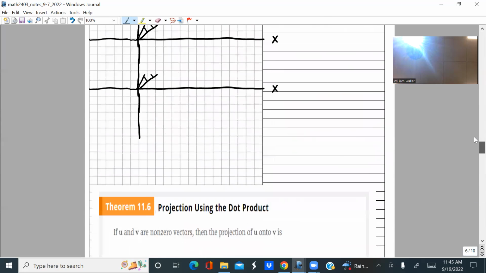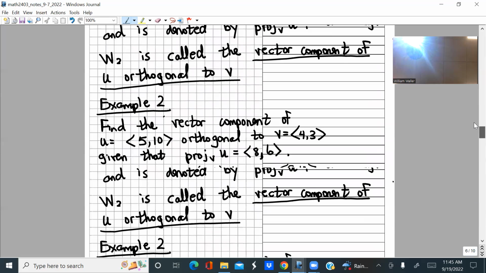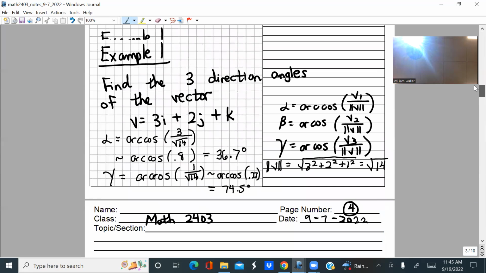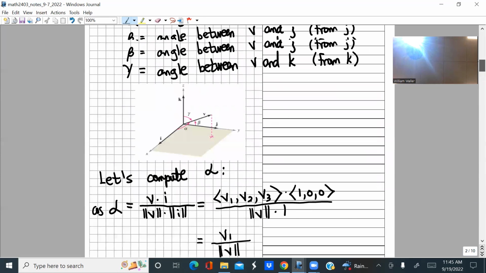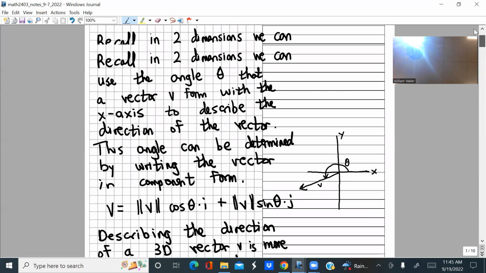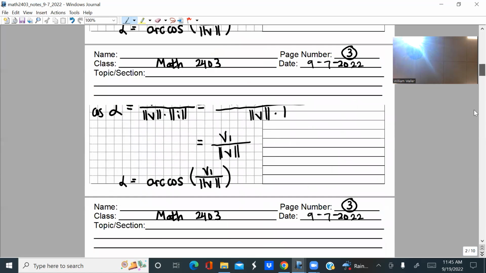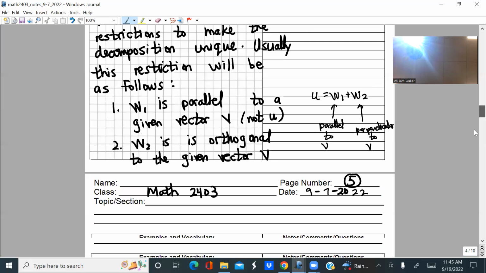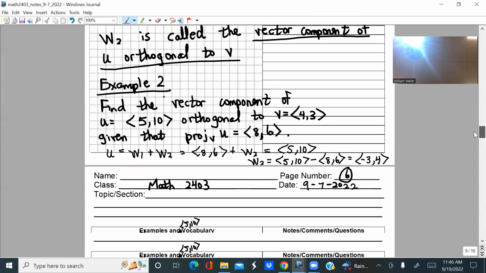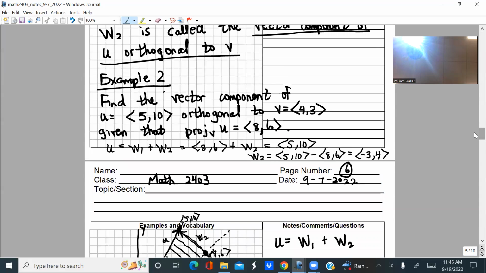Is that shown somewhere here as a rule in the notes about dot products? Oh no, this isn't the dot product note. I'm sorry, this is the note after that.